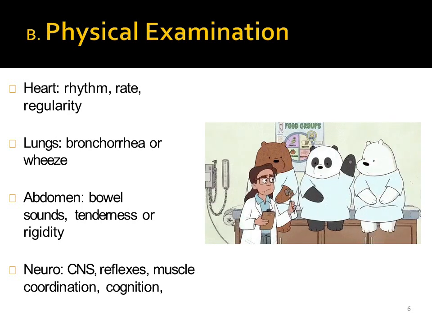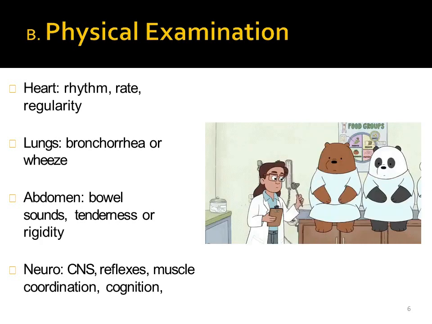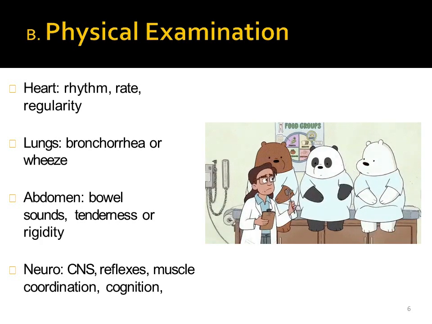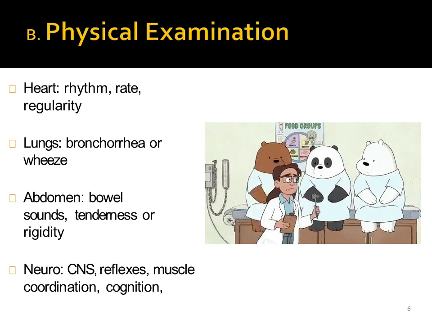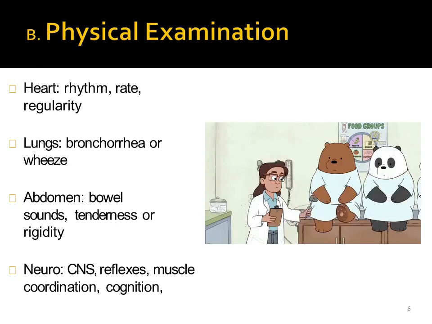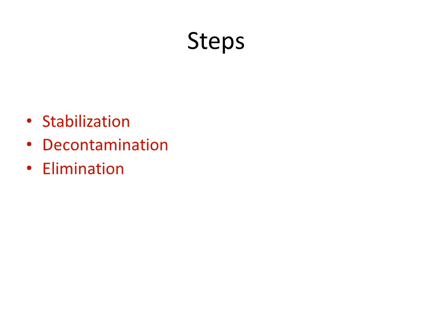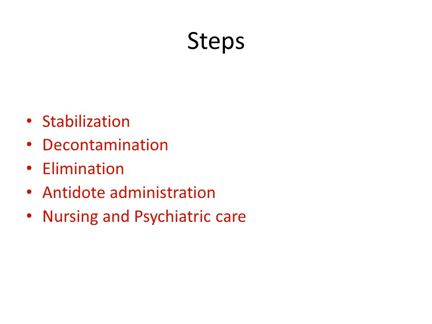So to rule out all these things, these are the four important aspects, or the four important systems, that we will have to look for, and look for the changes that are happening in these four systems. So these are the steps that we usually take while treating a patient. These steps are stabilization, decontamination, elimination of poison, antidote administration, and nursing and the psychiatric care.